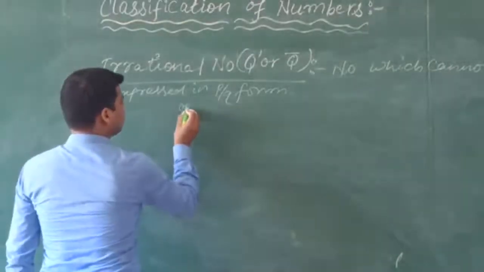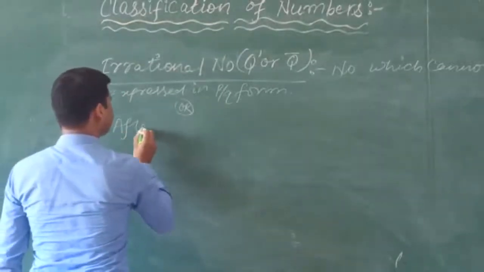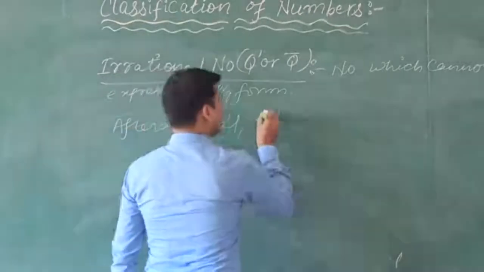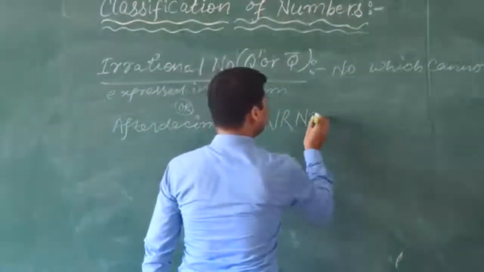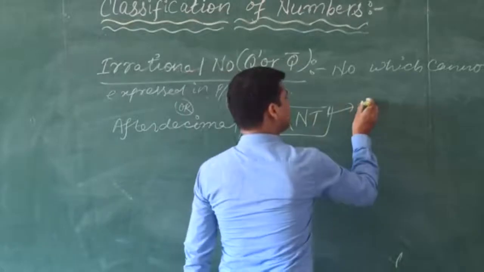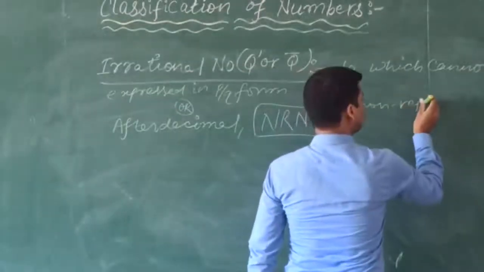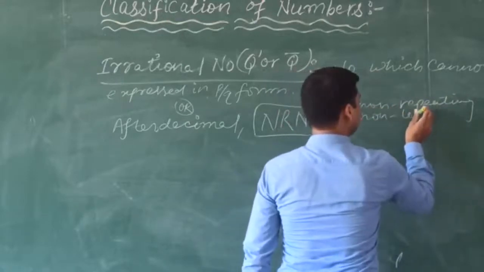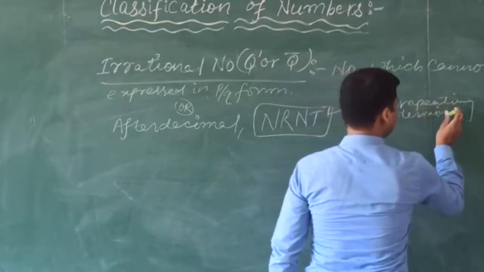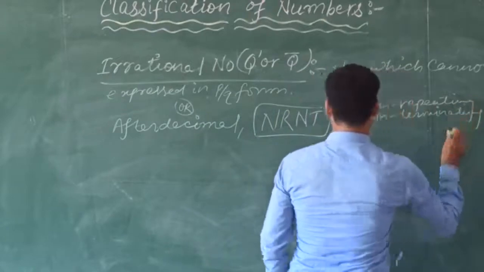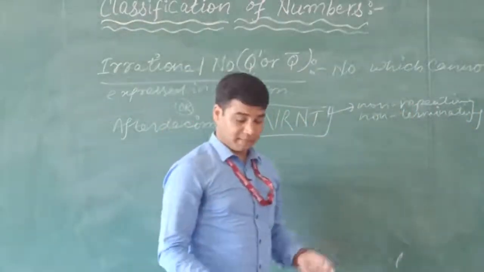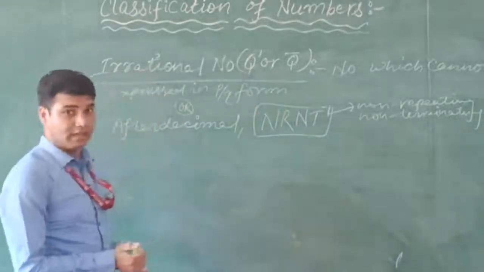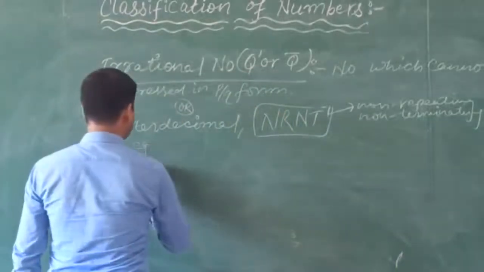Another definition: after decimal, NRNT. What is the meaning of NRNT? Non-repeating, non-terminating. Actually, NRNT means non-repeating, non-terminating. Means after decimal, if a number is non-repeating and non-terminating, then we can say that is an irrational number. How? See this here. I am taking some examples.